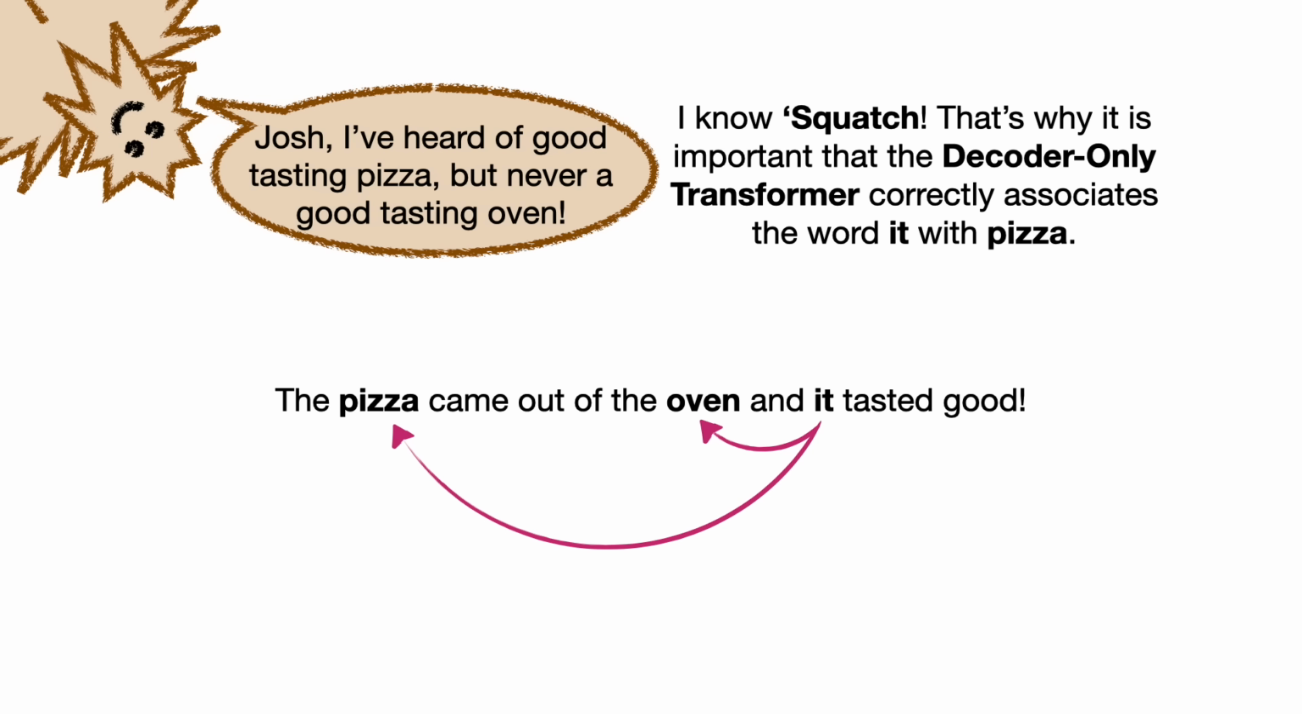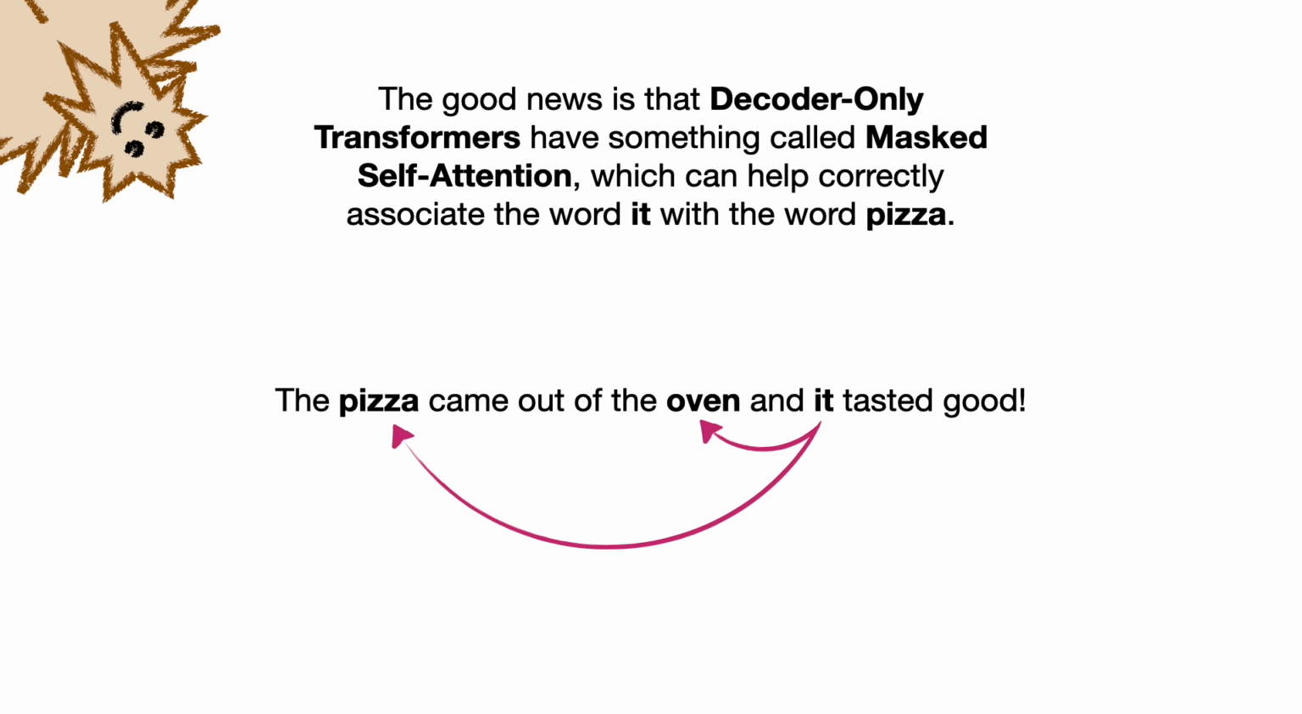I know, Squatch. That's why it's super important that the decoder-only transformer correctly associates the word it with pizza. The good news is that decoder-only transformers have something called masked self-attention, which can help correctly associate the word it with the word pizza.